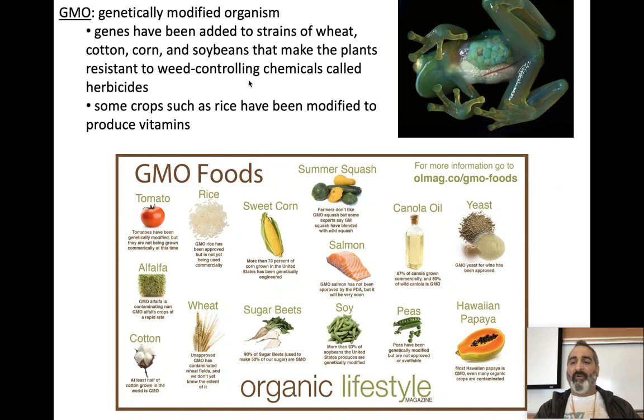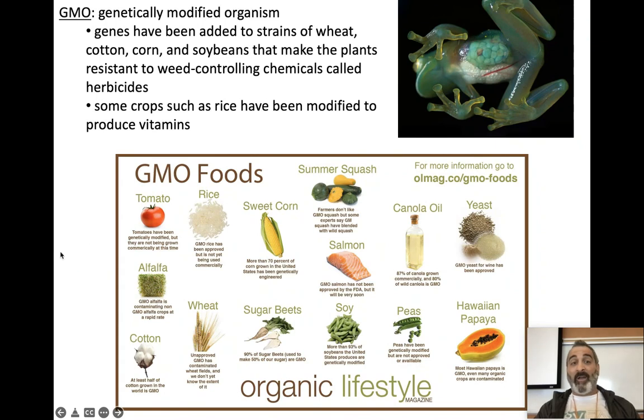If I'm farming, I can use a lot of pesticides to control weeds, herbicides they're called, and then I will kill all the plants except the plants that I am desiring to grow. So that is a common thing that is done with corn, soy, a lot of different fruits, and you'll see a list here of all the different ways we have genetically modified.